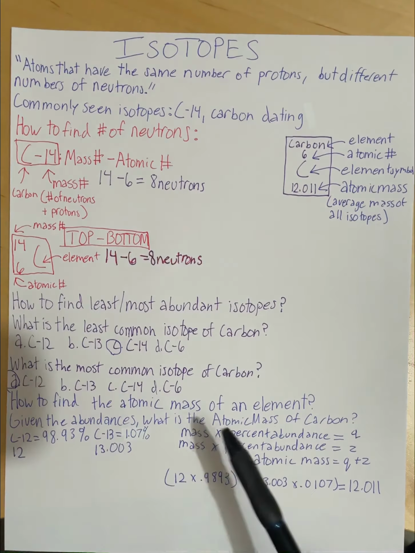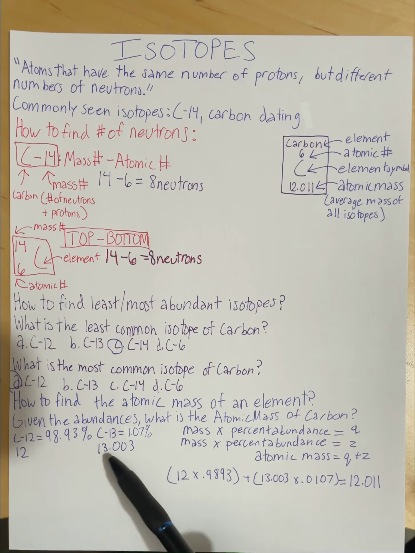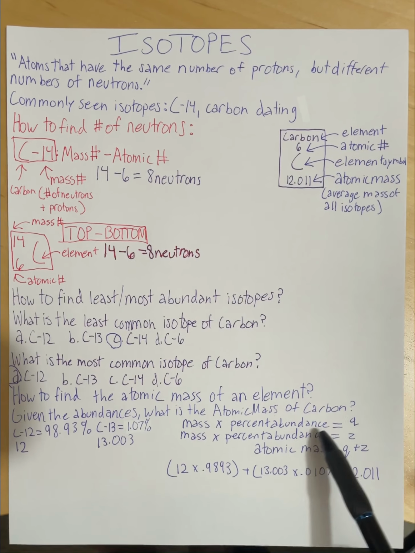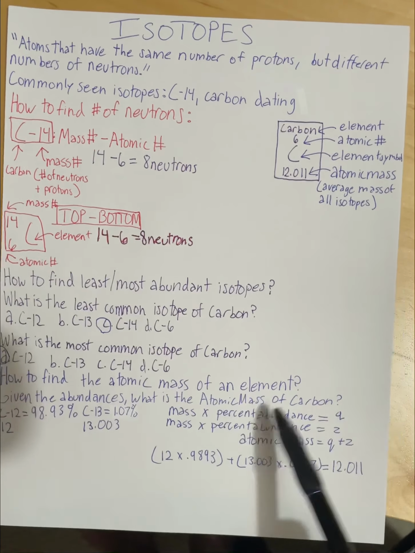And so how would you do this? You'd take the mass and multiply it by the percent abundance. Then you'd also take the mass of this one times the percent abundance. And then you'd add all of these up. So to find the atomic mass, you find these and add them together.